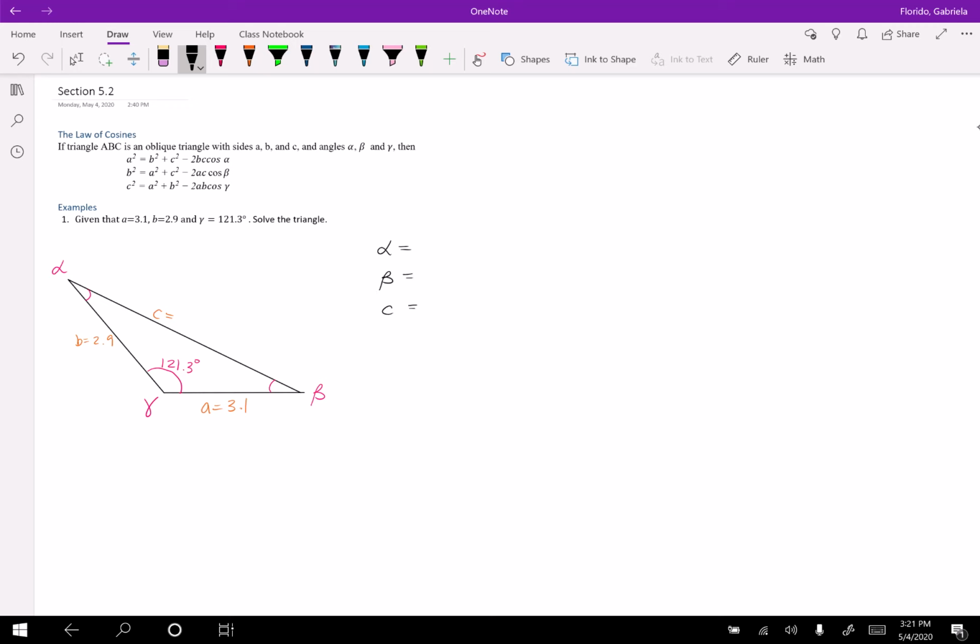Let's focus on what we can actually find. We have little a, little b, and gamma. If we look back at the law of cosines, the third formula is the one we're going to have to use, because we have a, b, and gamma. For all the other ones, we would have to know what c is, and we don't know what c is yet. So let's use the third one.